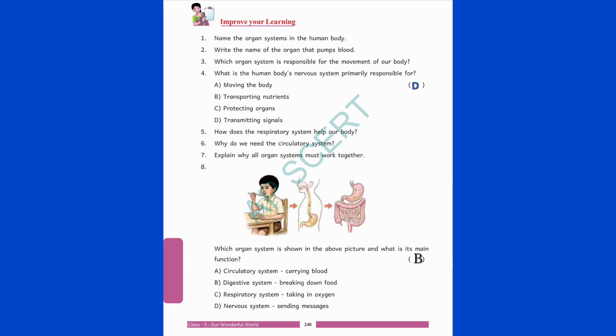8. Which organ system is shown in the above picture, and what is its main function? A. Circulatory system, carrying blood. B. Digestive system, breaking down food. C. Respiratory system, taking in oxygen. D. Nervous system, sending messages. Answer: B. Digestive system, breaking down food.